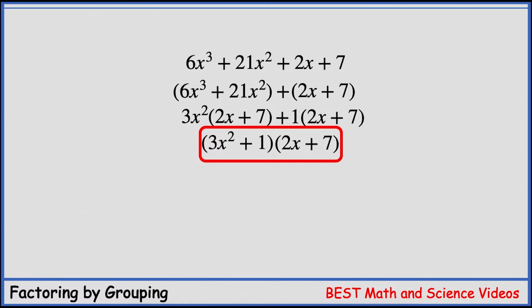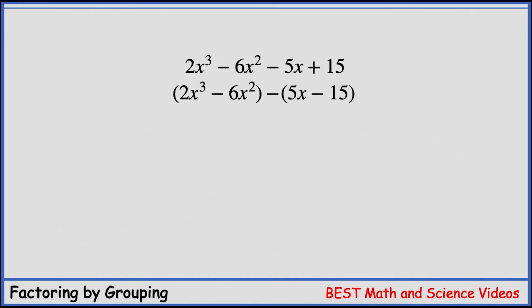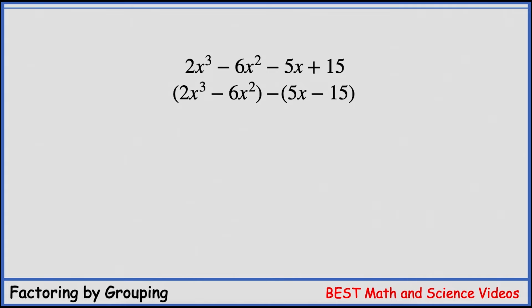Okay. Now, look at an example that shows a common error you need to avoid. How can you factor 2x cubed minus 6x squared minus 5x plus 15? The first step is to group the first two terms and group the second two terms. Here's a common error. Notice when grouping the second part that the subtraction applies to everything in parentheses. So you have to change plus 15 to negative 15. Be very careful to do this when grouping with a negative sign.